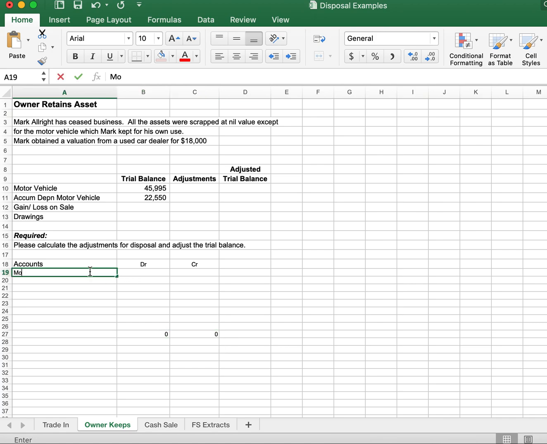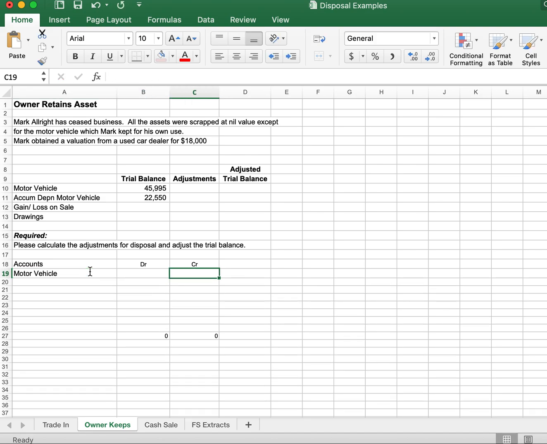The first thing you've got to do is write the vehicle off out of the books. So it's credit the asset account for what it cost. That way the balance will end up being 0. You also need to get rid of the accumulated depreciation on the motor vehicle.